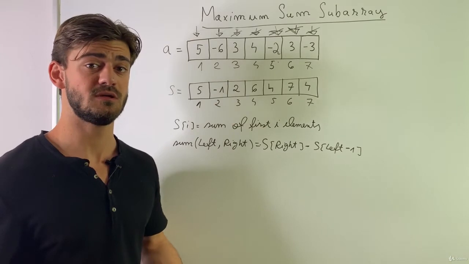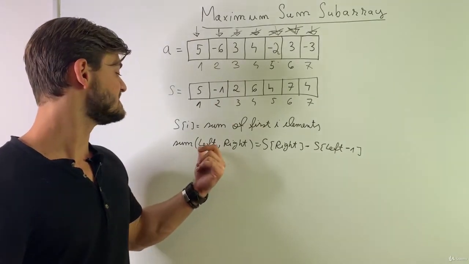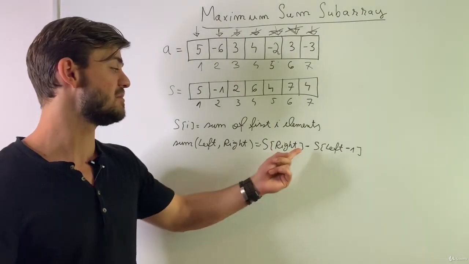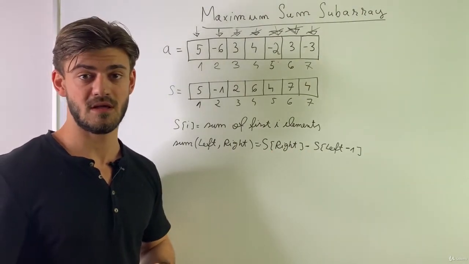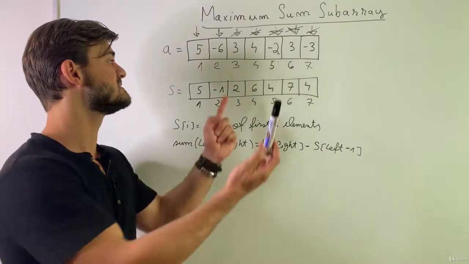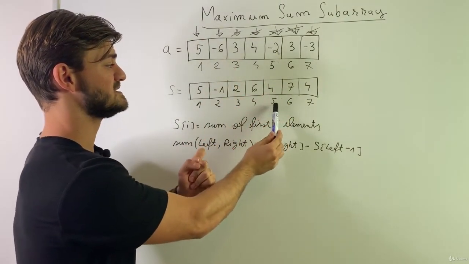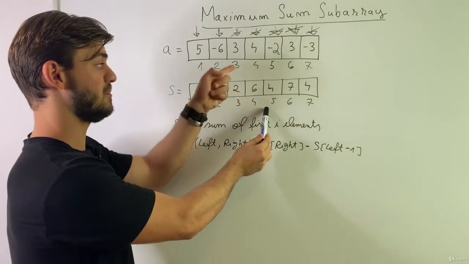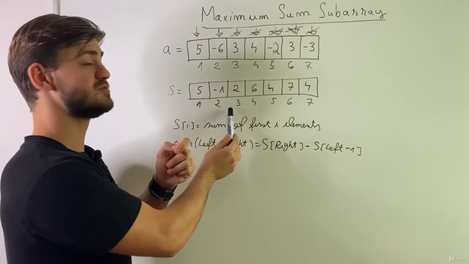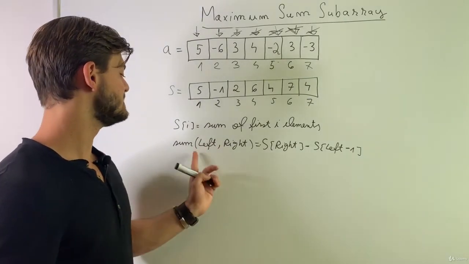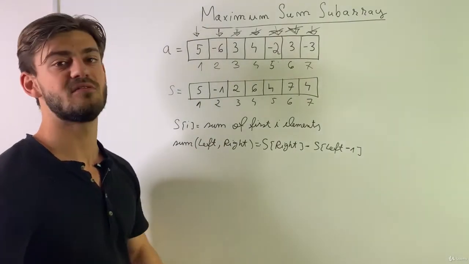Well, as we know it, the sum of the subarray from left to right is going to be S_right minus S_(left minus 1). Alright? And that's pretty obvious, because if you want the sum from 3 to 5, let's say, I'm going to take the sum of the first 5 elements and subtract from it, actually, the sum of the first 2 elements, because they are extra. So, I know this formula, S_right minus S_(left minus 1).